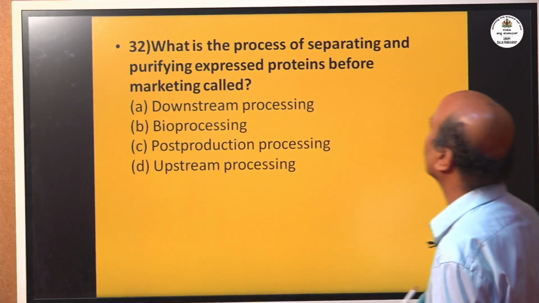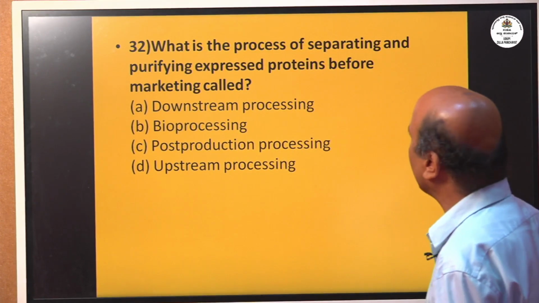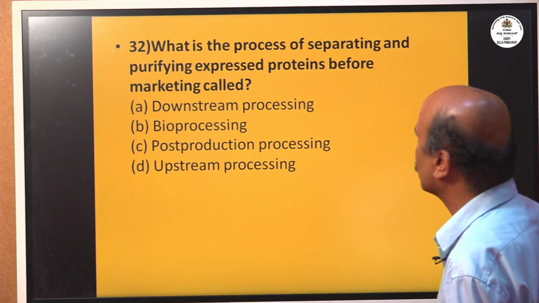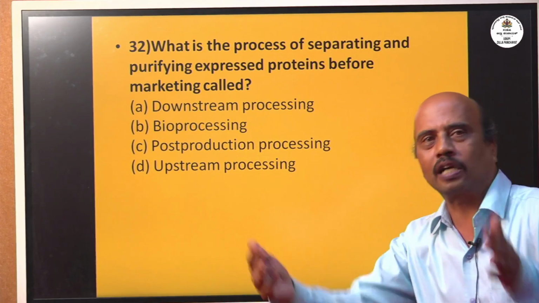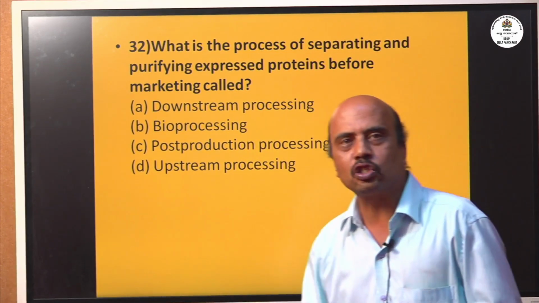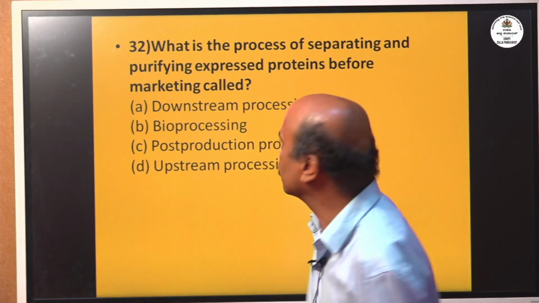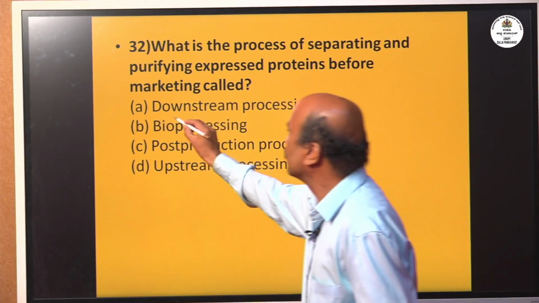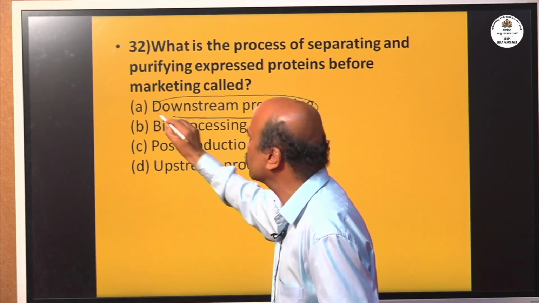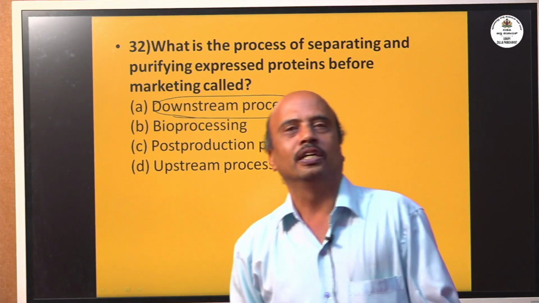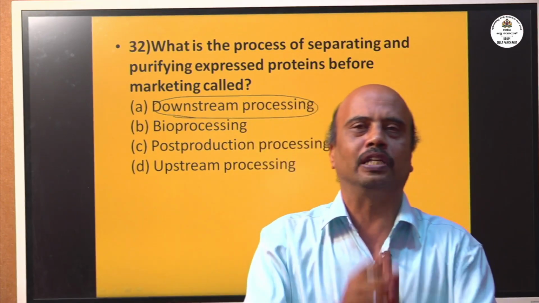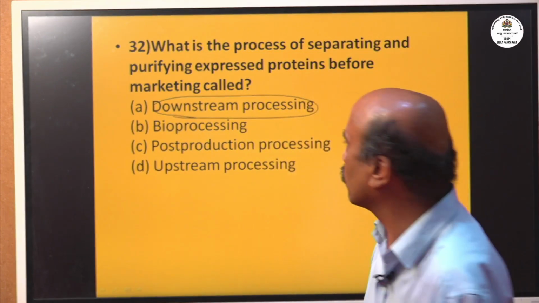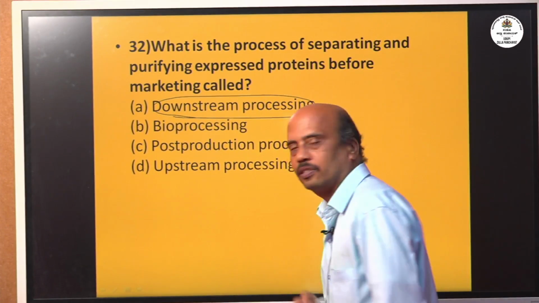Next, 32. What is the process of separating and purifying expressed proteins before marketing is called? Before marketing, any product that is obtained from biotechnology has to be separated, purified, etc. The process of separating and purifying expressed proteins is called the downstreaming process. It is a very complicated process. It requires a lot of understanding about engineering principles, and that purification and separation together we call the downstreaming process. So that is the correct option.